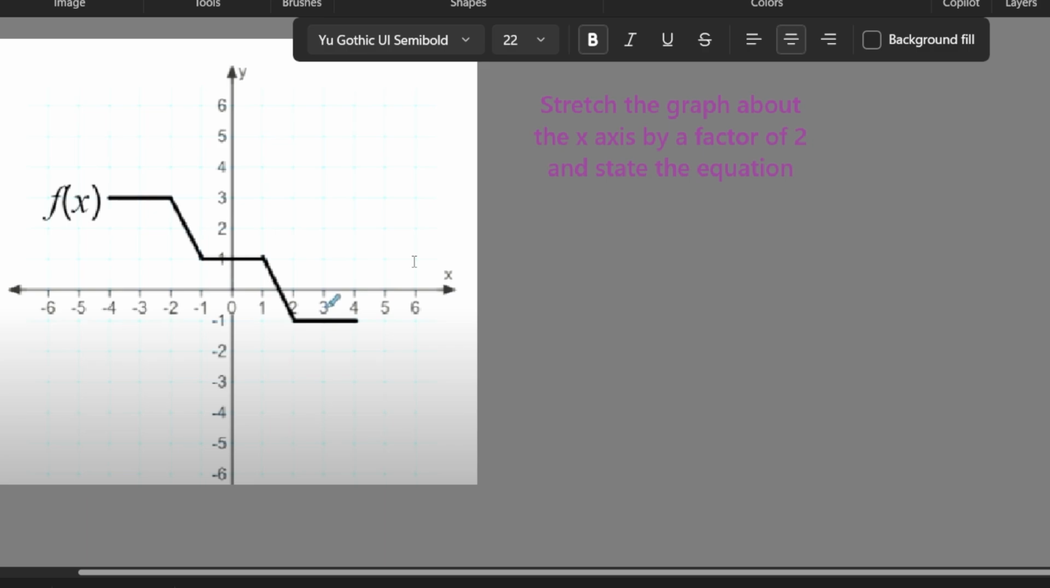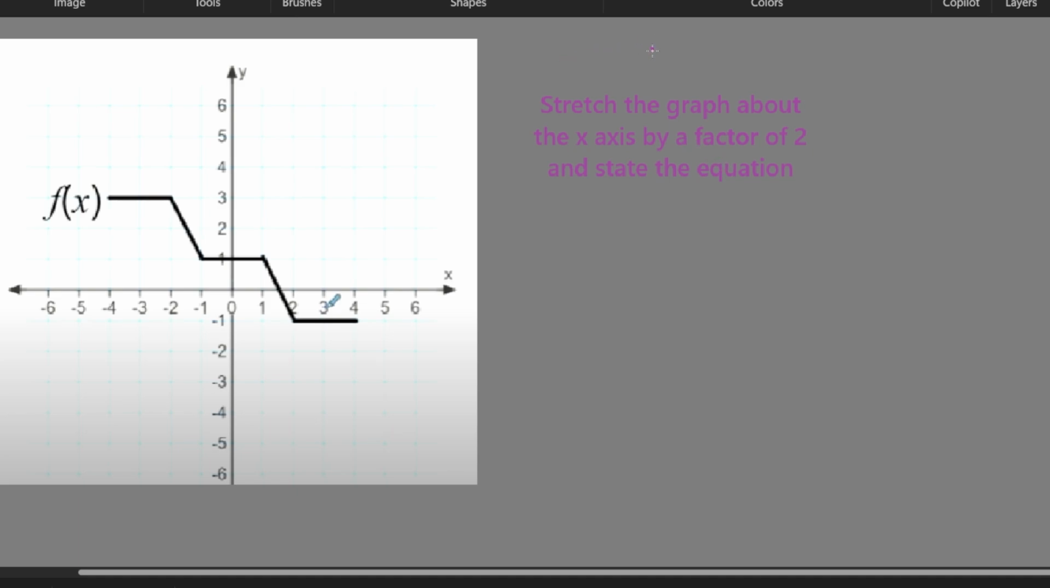So it wants to stretch the y values by a factor of 2. So let's do just that. 3, 6, 1. So it would look like this.